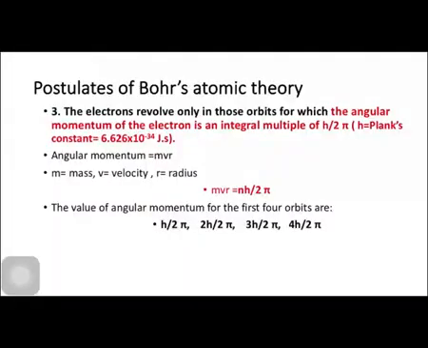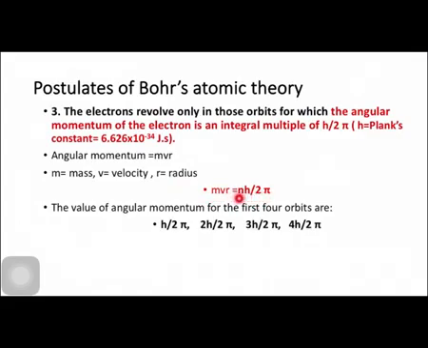According to the third postulate, electrons revolve only in those orbits for which the angular momentum of the electron is an integral multiple of h over 2π. Here h is Planck's constant and its value is 6.626 × 10^-34 joule second. Angular momentum is equal to mvr. Here m is the mass, v is the velocity and r is the radius of the electron orbit. So mvr equals nh over 2π.